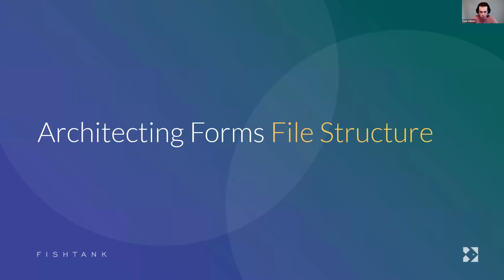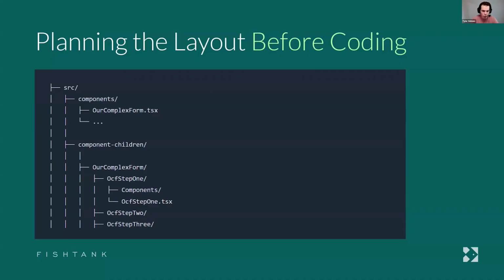So just to touch a little bit more on architecting forms, I want to talk about the file structure you can also use when you're building out all these multiple components. One of the best ways to do it is to plan the layout before you actually start coding, which is something a lot of people hate. And I know sometimes I get a little flak from our own developers where they're like, oh, we've got to do planning, we can't just start typing. But yeah, it's better to split everything out.